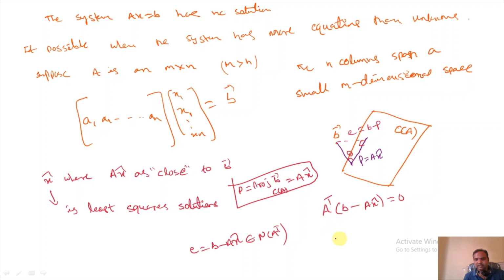This is orthogonal. Which means that A transpose B is equal to A transpose A x hat. The last class we proved this, but in place of B, where I am taking the vector B. Generally, we are using the system Ax equal to b. That's why I am taking b in transpose A.